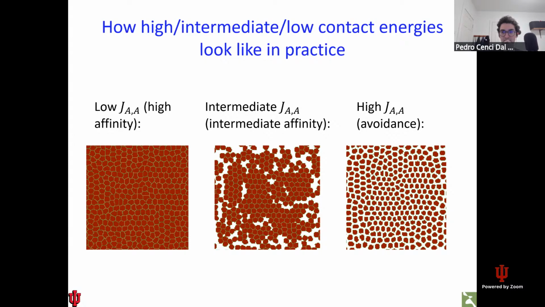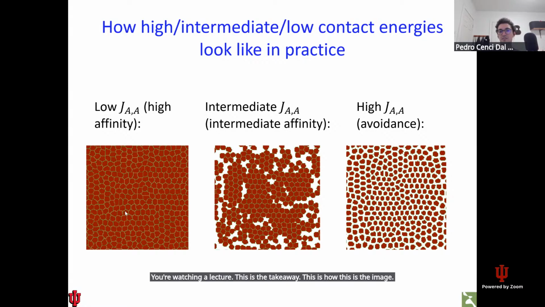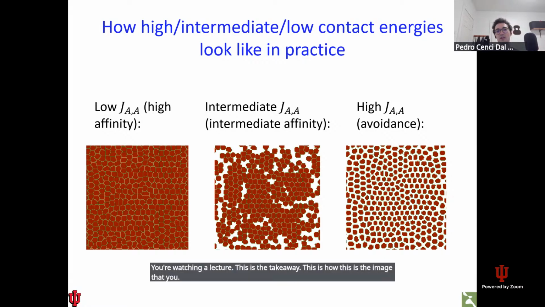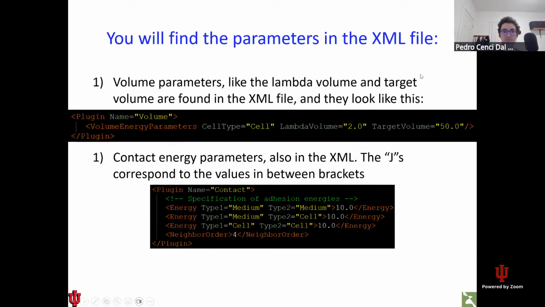So if you are like me and you don't understand things the first time you're watching a lecture, this is the takeaway. This is the image that you should pay attention to. A low J, the cells will be very packed, and a high J, the cells will be very loose, scattered.